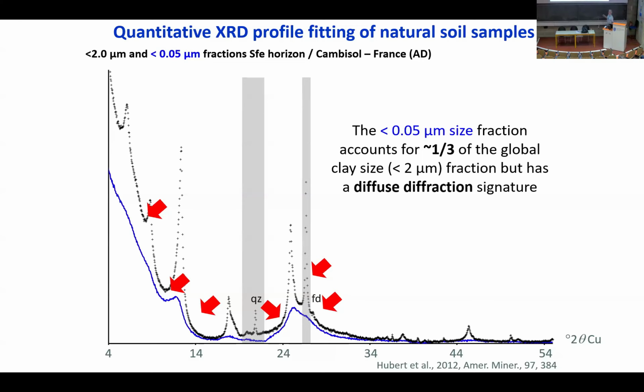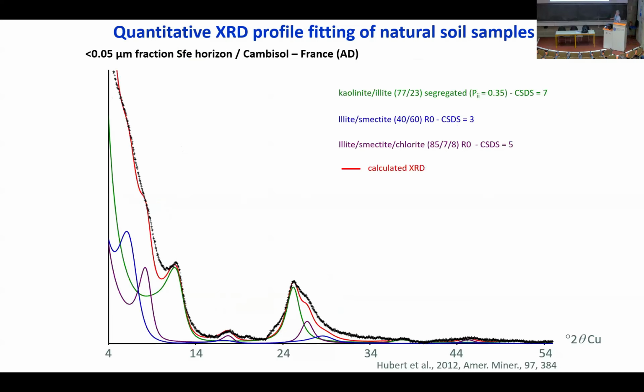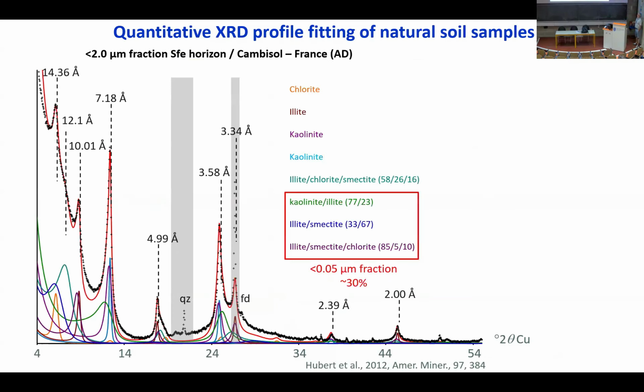So he did the exact same thing. He tried to fit this data. He was able to fit the data with different interstratified structures here. It doesn't really matter what they are. And he assumed that this fraction accounts for about 1/3 of the less than 2 micron fraction. In this case, we are able to have a reasonable fit of the data in all regions, including these regions here. Not saying it's perfect, but the model was complicated enough to stop at some point.